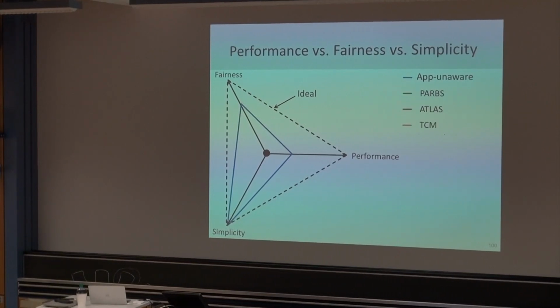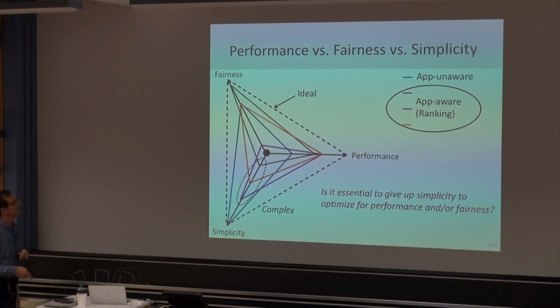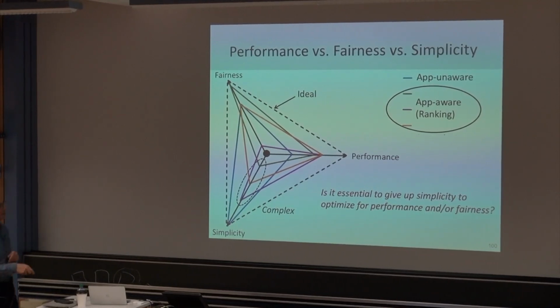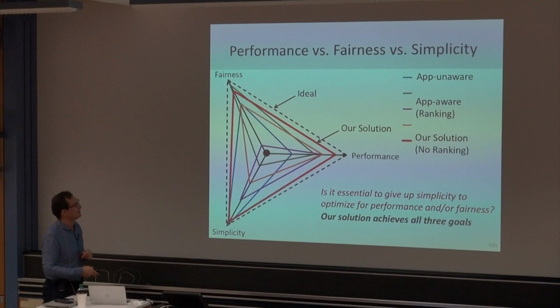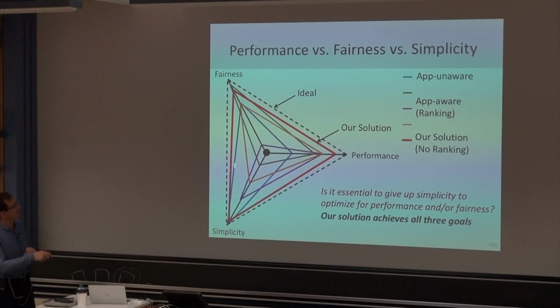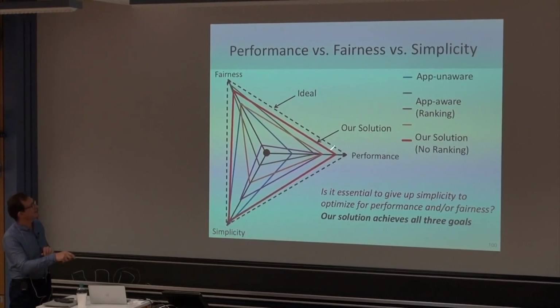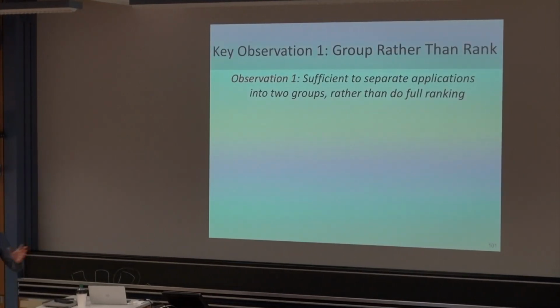If you look at PAR-BS, ATLAS, and TCM, they're application aware, and they put you in interesting places over here. They give you higher complexity, but they also give you higher fairness, not always, and higher performance, clearly. So the key question is, is it essential to give up simplicity to optimize for performance and/or fairness? We would like to achieve all three goals, and it turns out the simple scheduler that I'm going to describe, this red one over here, gets close to all three goals. Again, this is workload dependent, but across a large number of workloads, this works nicely.